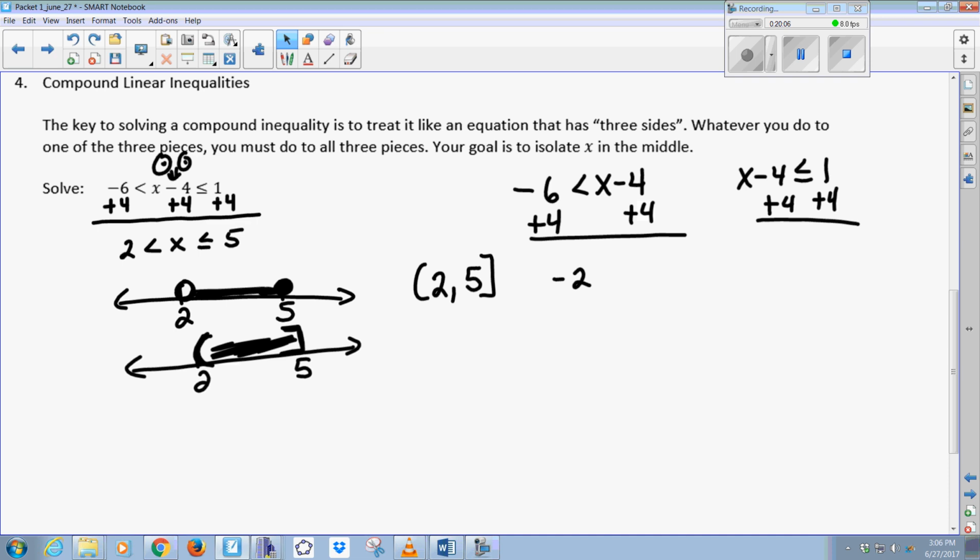Oh, I just saw that I made a mistake over here. Ooh, that's good. This is -2. I'm sorry. So there should be a -2, a -2, and a -2. So now we get x is greater than -2. That's what this says. X is greater than -2, and this says x is less than or equal to 5. So our solution set is parentheses, -2, 5, in interval notation.